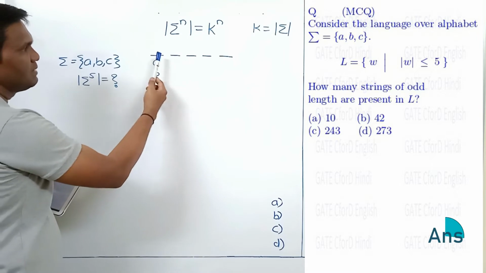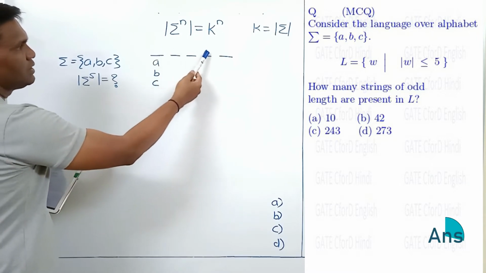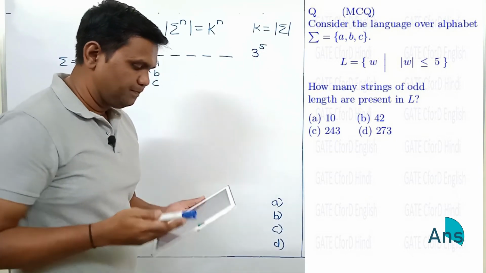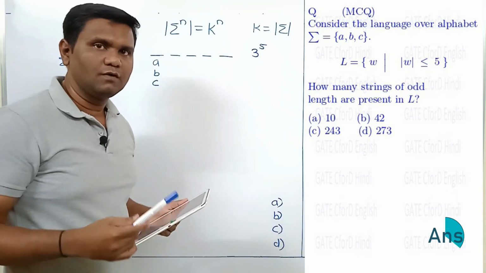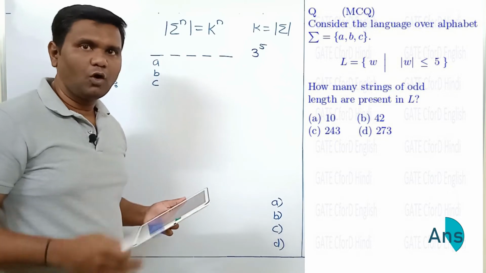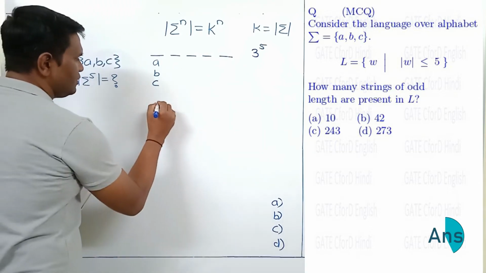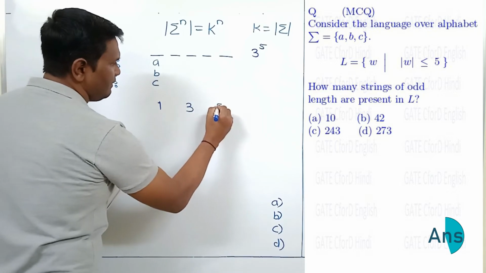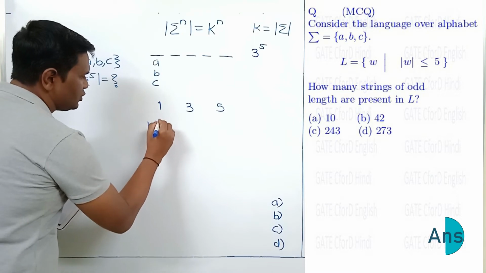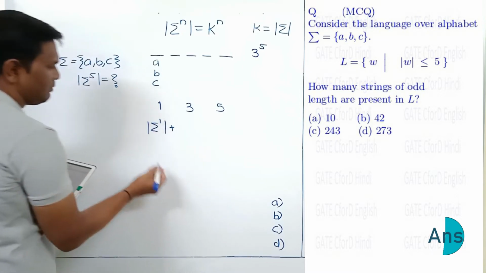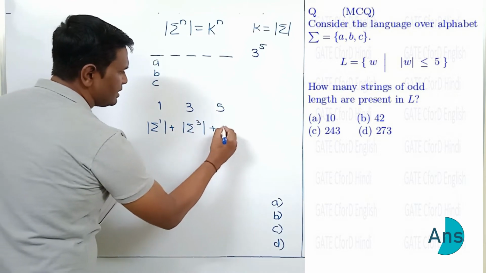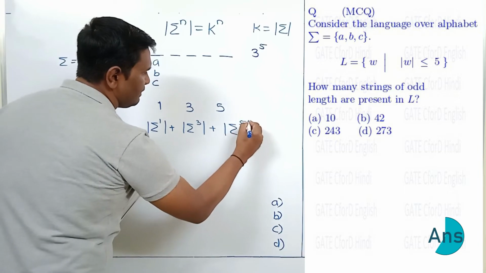So number of strings in sigma power 5 will be 3 into 3 into 3 into 3 into 3, 3 power 5. Now according to the question, the language contains all strings of length less than or equal to 5, and we want to find number of strings of odd length. So if we consider length 1 or 3 or 5, the string length is odd. So to calculate the required answer, we should calculate number of strings in sigma power 1 plus number of strings in sigma power 3 plus number of strings in sigma power 5.